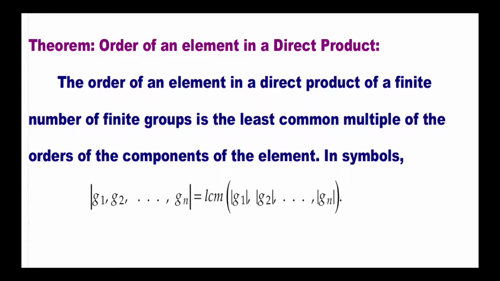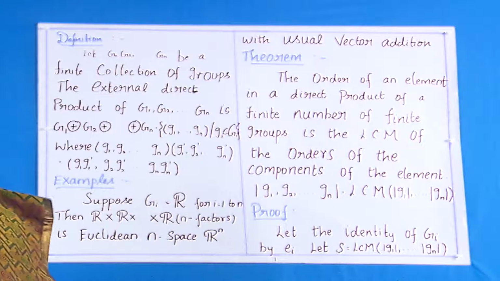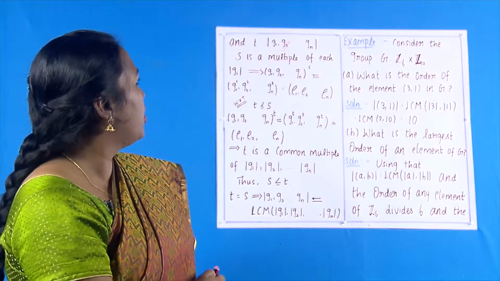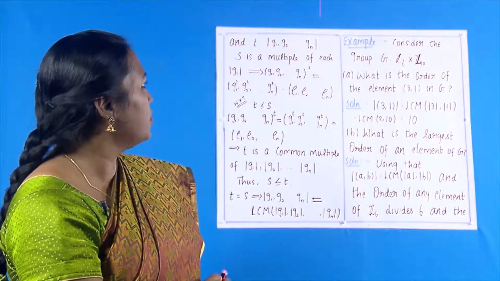The order of an element in a direct product of a finite number of finite groups is the LCM of the orders of the components of the element. That is, the order of (g1, g2, so on up to gn) is equal to the LCM of the individual orders of g1, g2, so on up to gn. The proof: let the identity of Gi be ei. Then let S denote the LCM of the orders of g1, g2, so on up to gn. Let T denote the order of (g1, g2, so on up to gn).